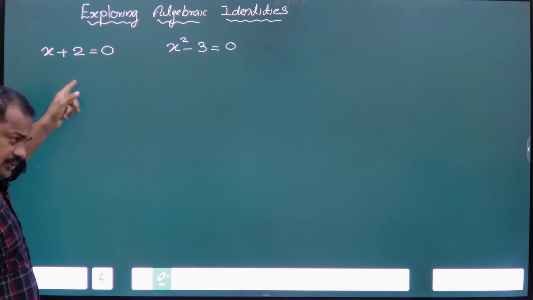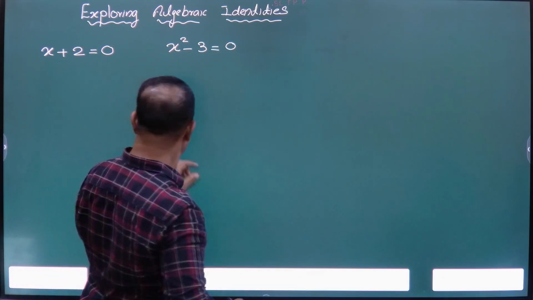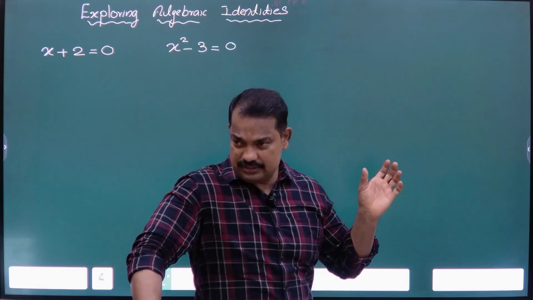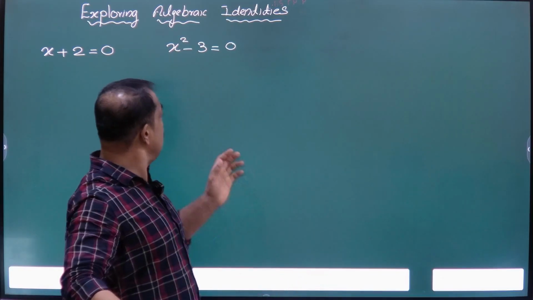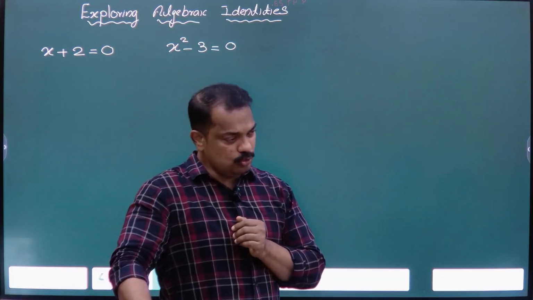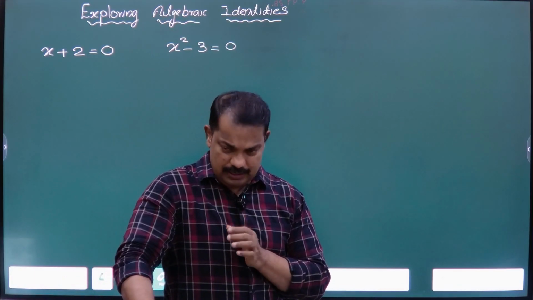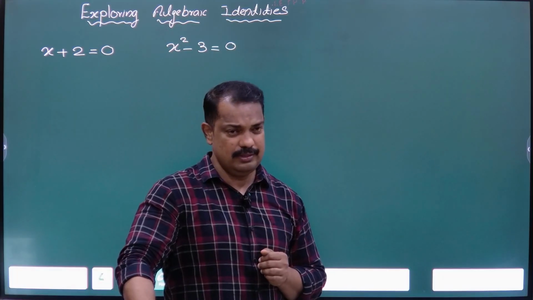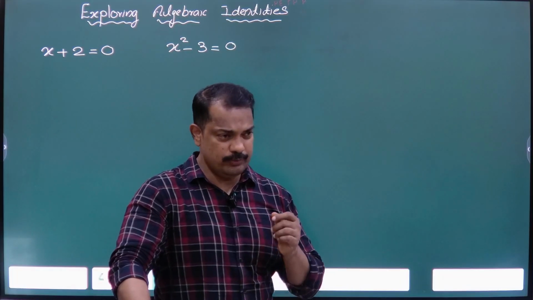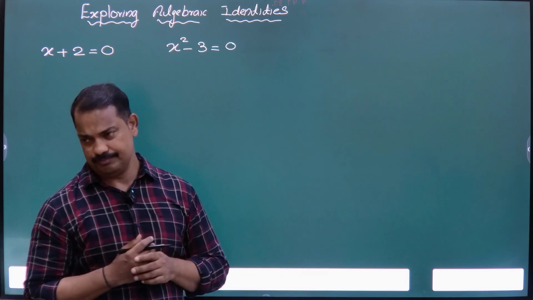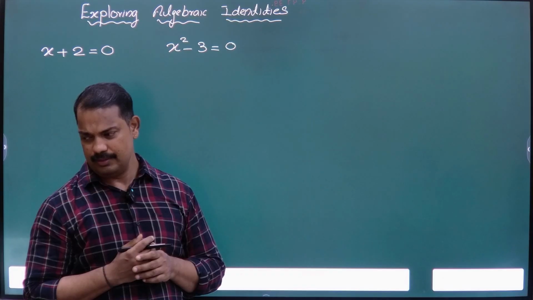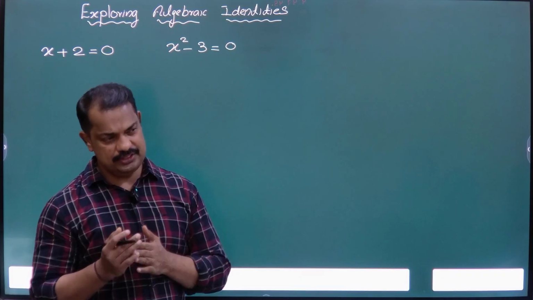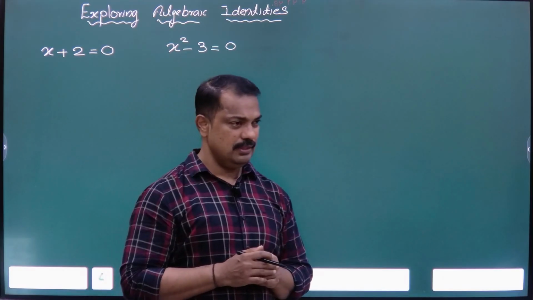And this equation is an identity. The two equations given are: one is x plus 2 is equal to 0, another is x squared minus 3 is equal to 0. Are these two equations identities? Anyone? So what is an equation and what is an identity? Listen.